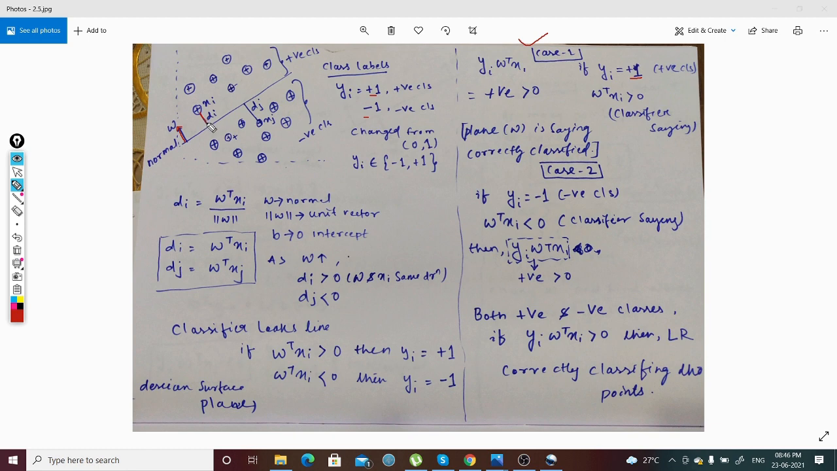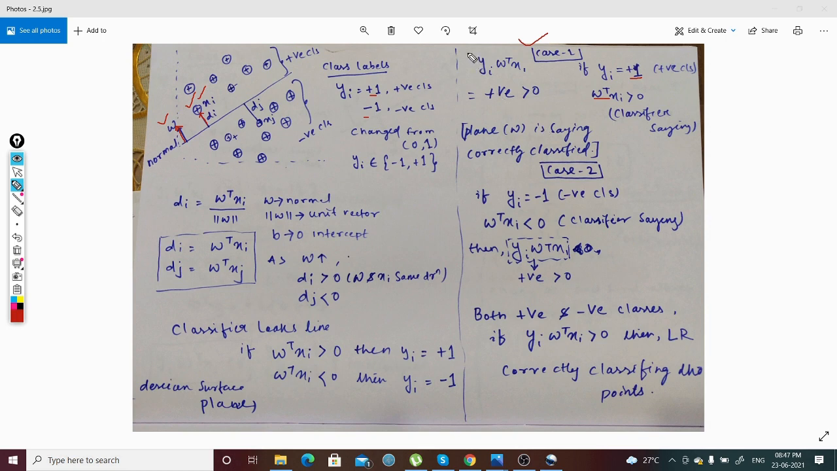Supposedly, I'm taking this particular point. This is a positive point, so yi will be plus one. Then how will the model predict? It is in the same direction as the normal to the plane. So the multiplication of the normal and the data point distance will be positive because it is in the same direction. As it is positive, the model also predicts the positive value.